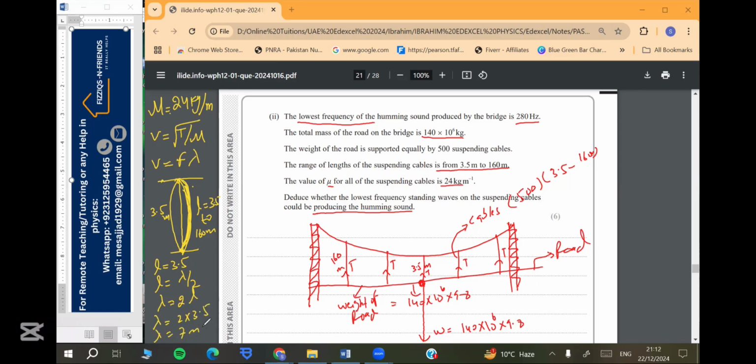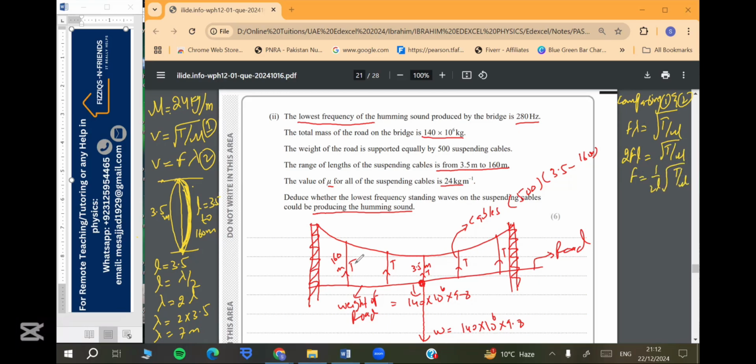Now we have 7 meters, and we have equation number 1 here and equation number 2 here. Comparing 1 and 2, we get f lambda equals square root of T over mu. Then we put the value for lambda, lambda equals 2L. From here, f equals 1 over 2L times square root of T over mu.